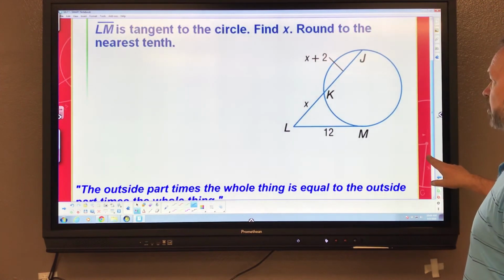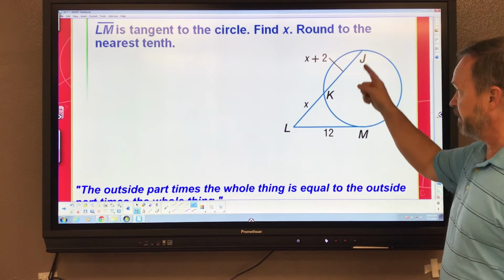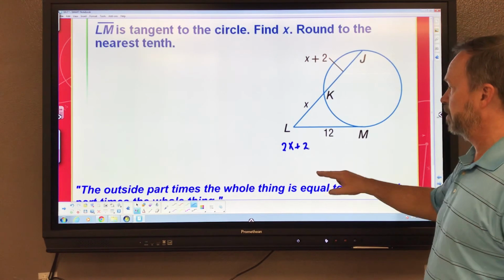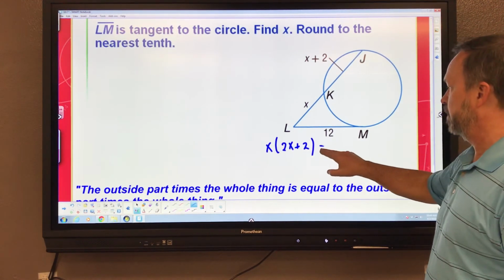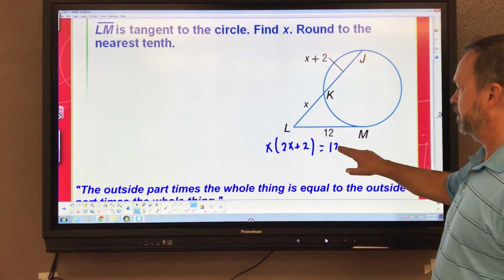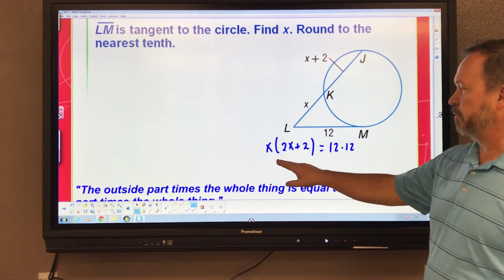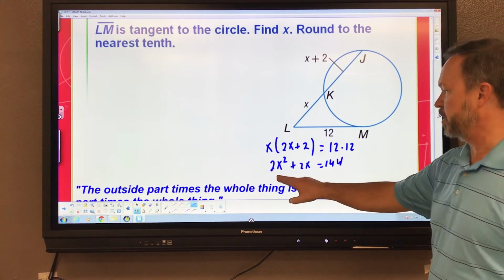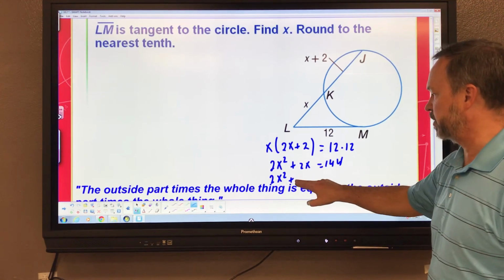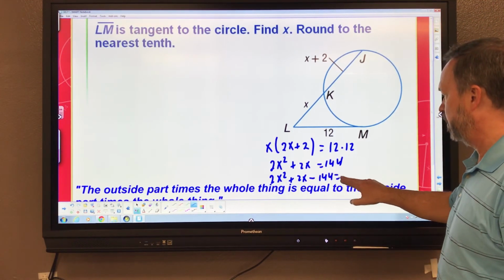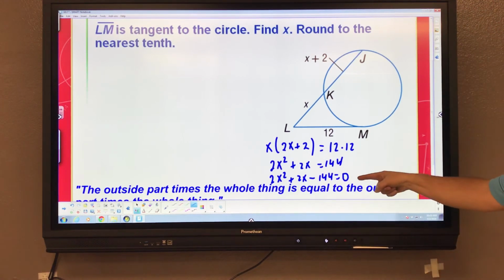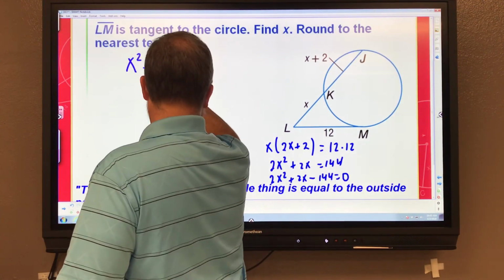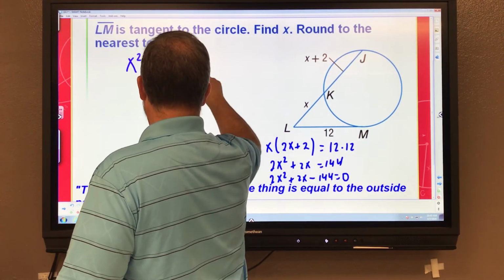So for us in this particular problem, the whole thing is 2x plus 2. The outside piece is x. The whole thing is 12 times the outside piece, which is 12. So I'm going to get 2x squared plus 2x equals 144. So 2x squared plus 2x minus 144 equals 0. Okay, so that's what I've got to solve. I'm going to go ahead and divide by 2. I'm going to get x squared plus x minus 72 equals 0.